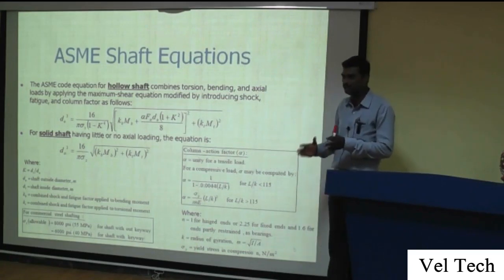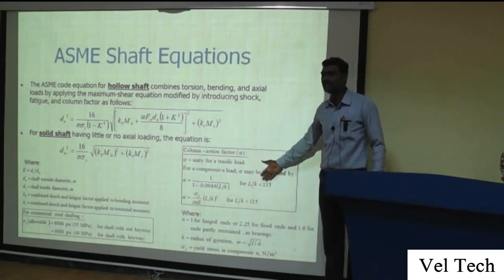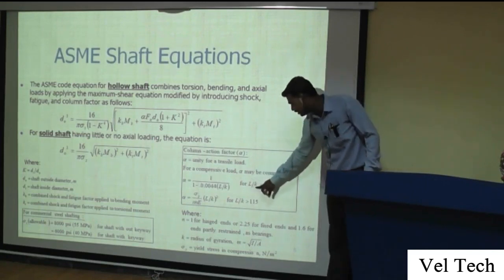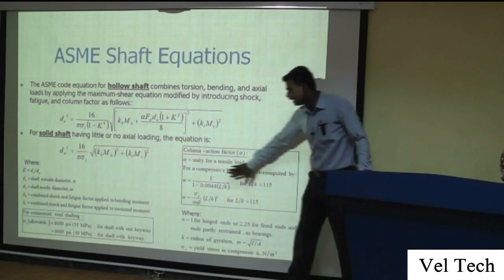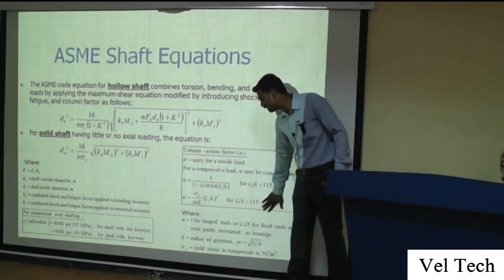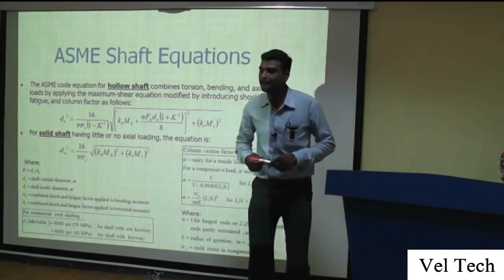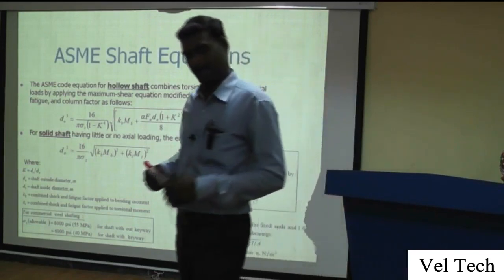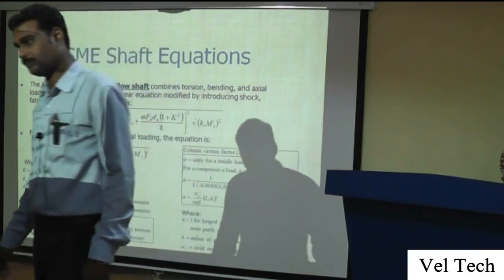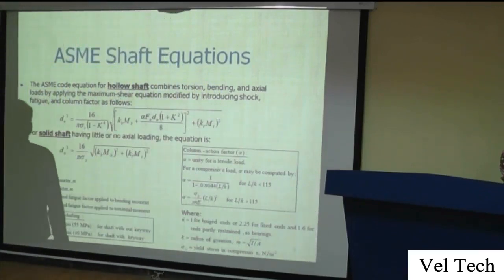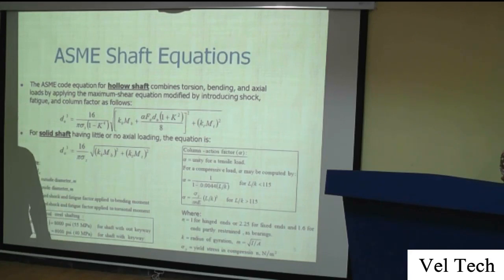Right? So next. When we are discussing a shaft subjected to torsion as well as bending moment, we have to consider two more parameters: equivalent bending moment and equivalent twisting moment. So what is that? When we are asked to design a shaft subjected to bending and torsion, we have to use two theories to check whether the design is safe or not.